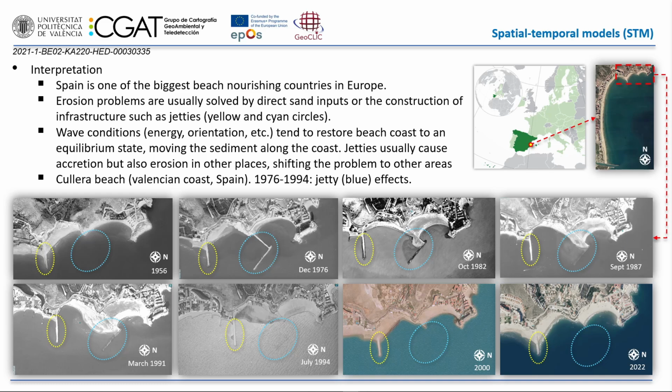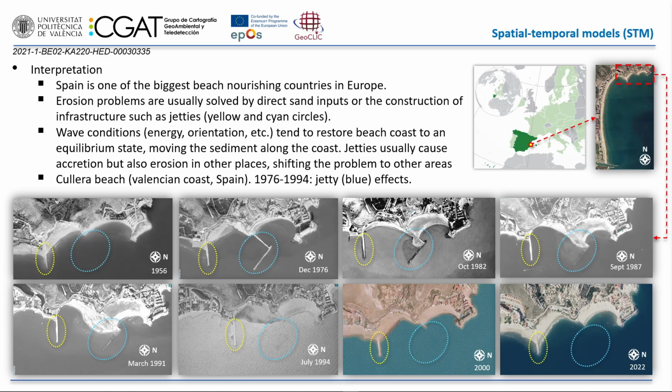In the case we are illustrating, we present these beaches in the town of Cullera, on the Valencian coast. In these aerial photographs from 1956 until 2022, we can see the evolution of these beaches. We can see how this area was affected by the construction of a jetty from 1976 until 1994. Visually, we can see an accumulation of sand or accretion to the north of the jetty and a loss or erosion to the south of the jetty.